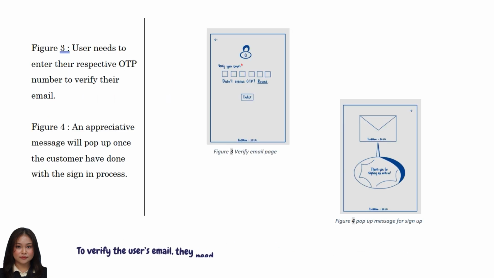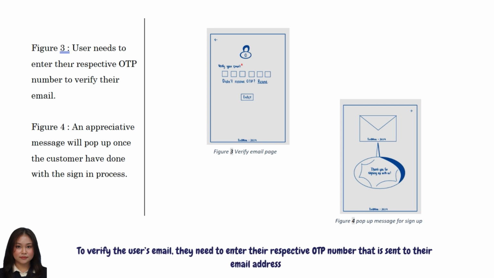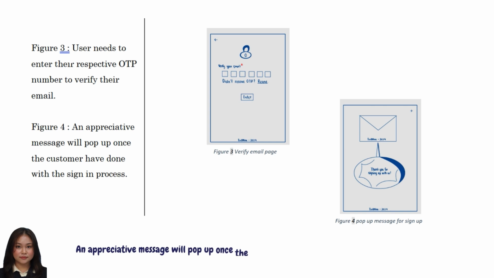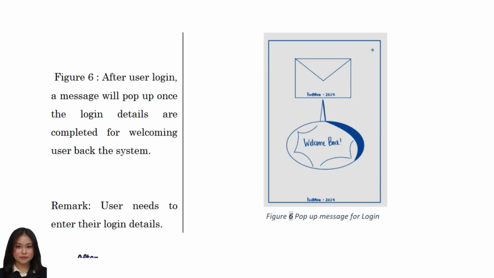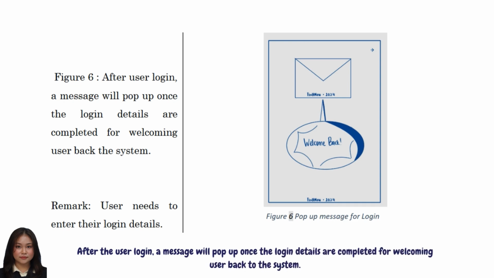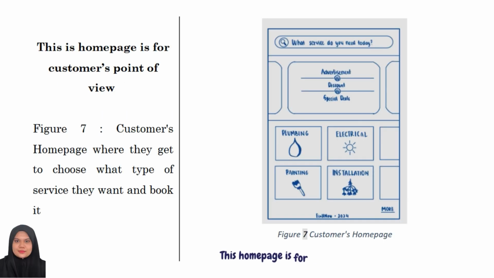To verify the user's email, they need to enter the respective OTP number that is sent to their email address. An appreciative message will pop up once the customer is done with the sign-up process. After the user has clicked the role on the first page, they need to log in. After the user logs in, a message will pop up welcoming the user back to the system. This is the homepage from the customer point of view.